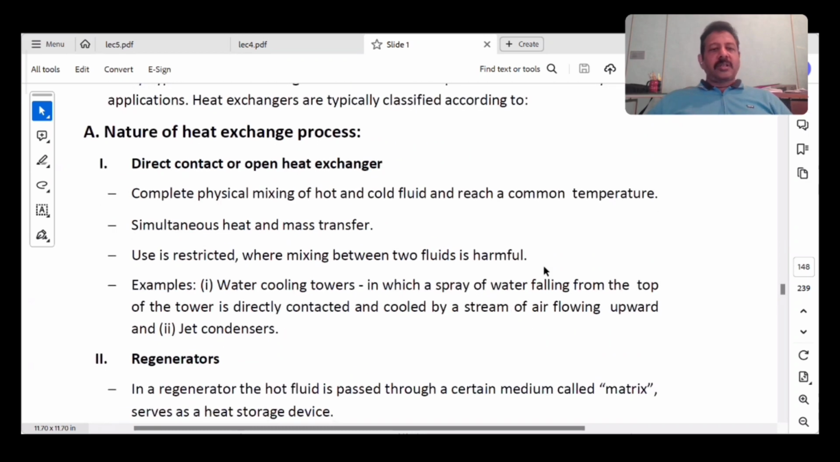So what it does is a complete physical mixing of the hot and cold fluid to reach a common temperature. Direct mixing, simultaneous heat and mass transfer. Use is restricted. அதான் நான் சொன்னேன், எல்லா இடத்துலயும் யூஸ் பண்ண முடியாது. Where mixing between two fluids is harmful.